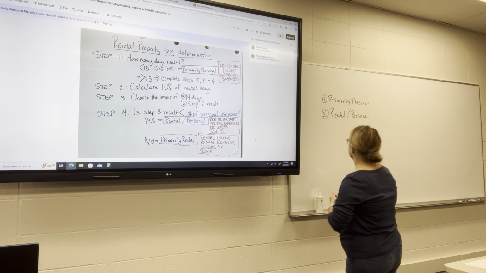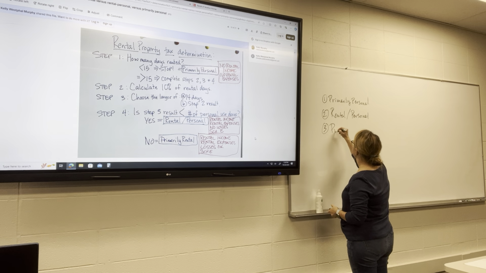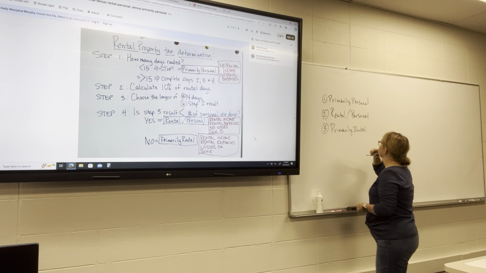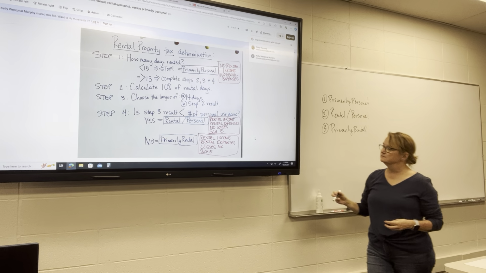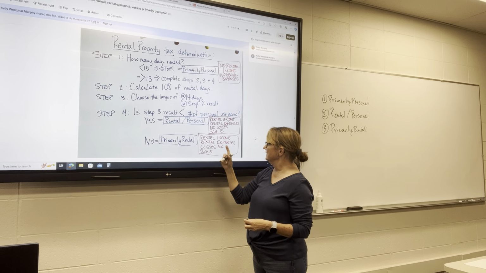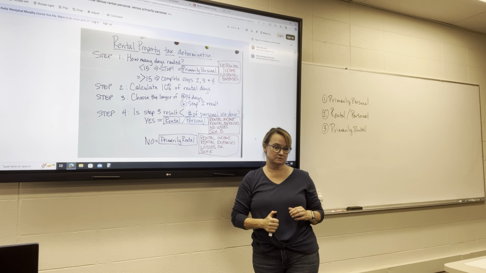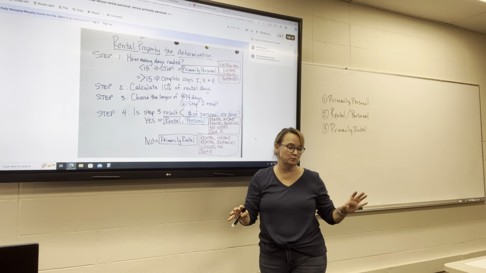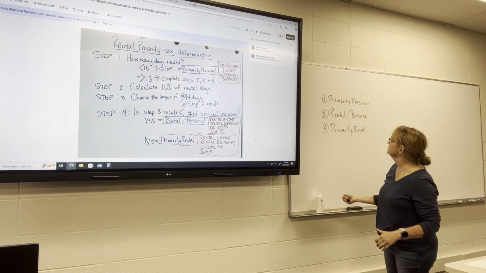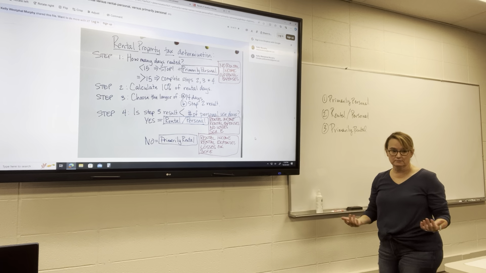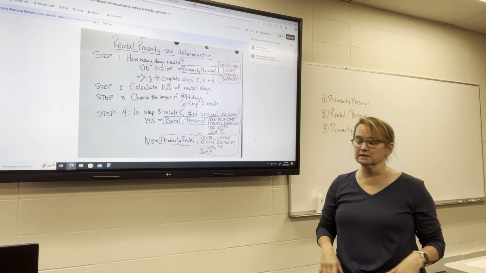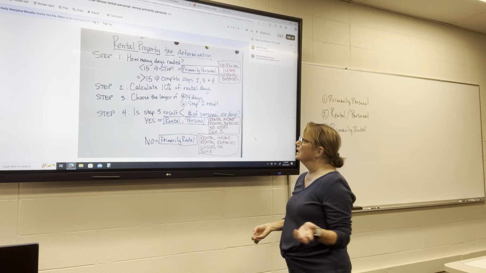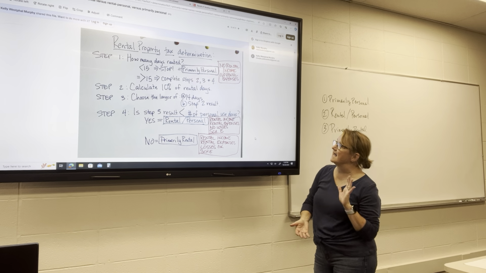The third is primarily rental. If it's primarily rental, we can take the income and we can take the expenses and we can take the losses, as long as we qualify under those passive income rules, but we'll assume that we do. All right, so how do we determine which one we are? Because that's going to determine, again, how we treat the income or any potential losses.